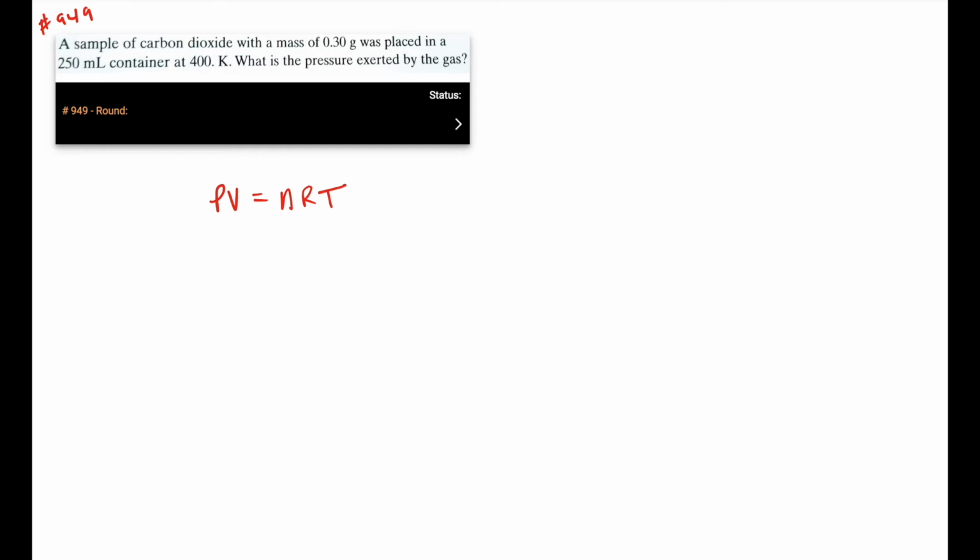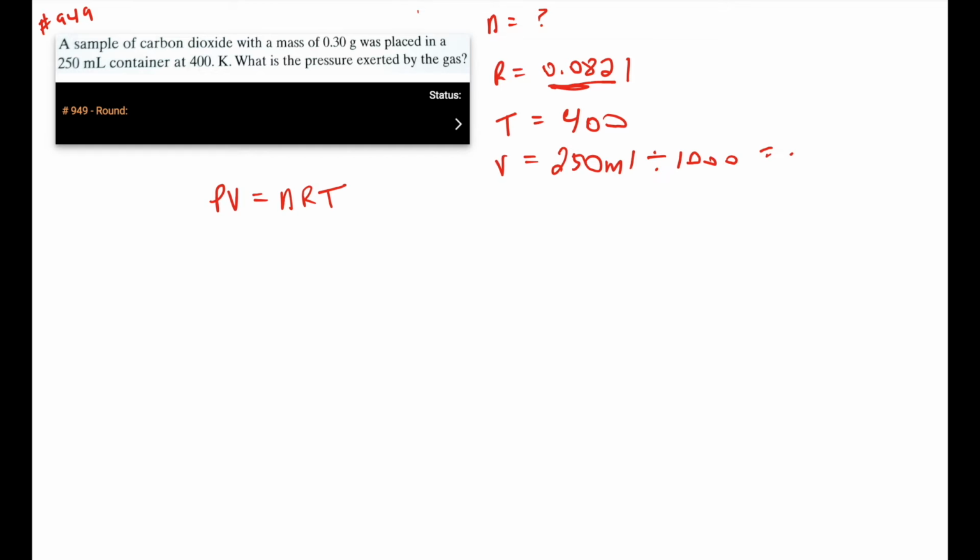Let's just write what we have. We do not have n, so n is equal to question mark. R is 0.0821. And T is 400. And your volume is 250 milliliters, which you want to divide by 1,000 to convert to liters. So it's going to be 0.25 liters. Well, first of all, what are we solving for? What are we looking for? What is the pressure? You have to go from grams to moles with the periodic table.